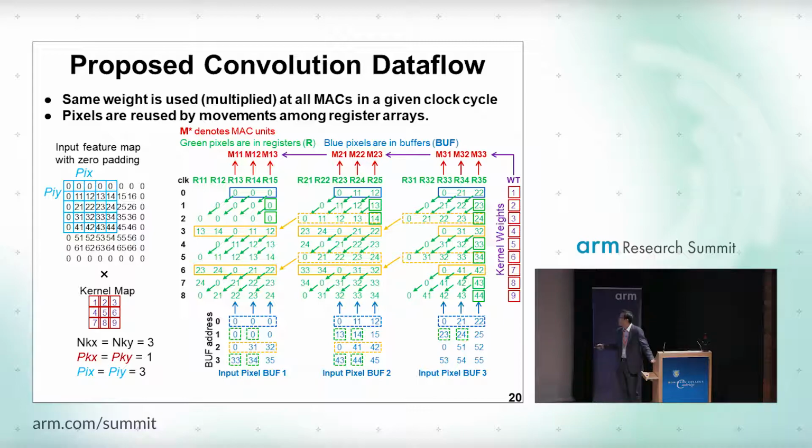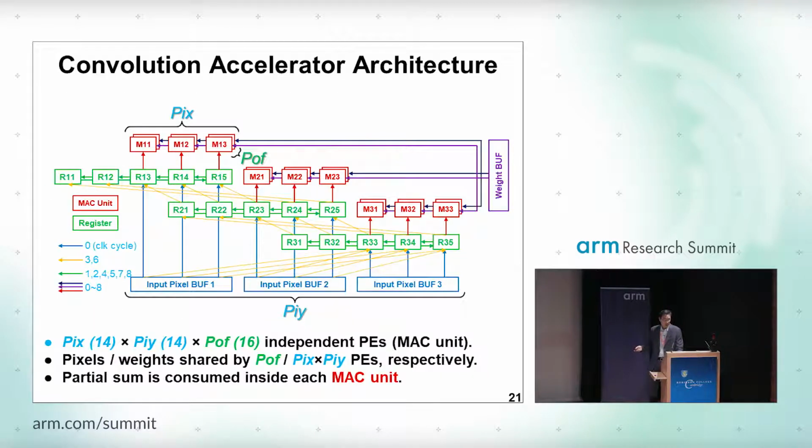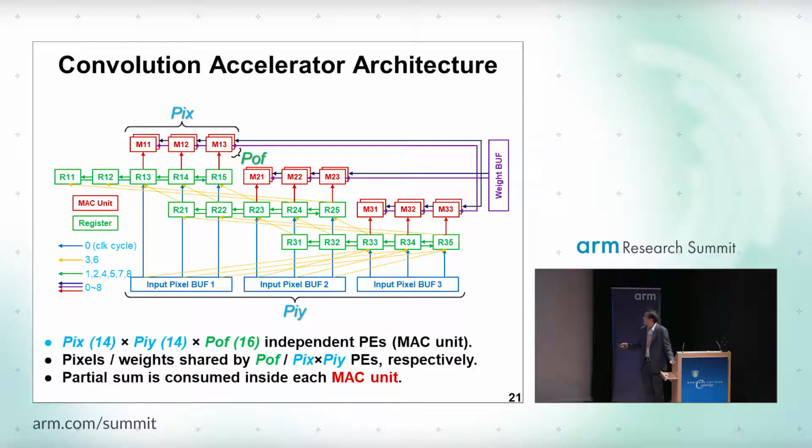Of course, to make this data flow possible, we have to have certain data loading mechanisms or control that loads data from the on-chip buffers or SRAMs correspondingly. So we designed a convolutional neural network accelerator architecture that exploits this data flow, where in different clock cycles, shown by different arrows, it loads data and shifts data around correspondingly.